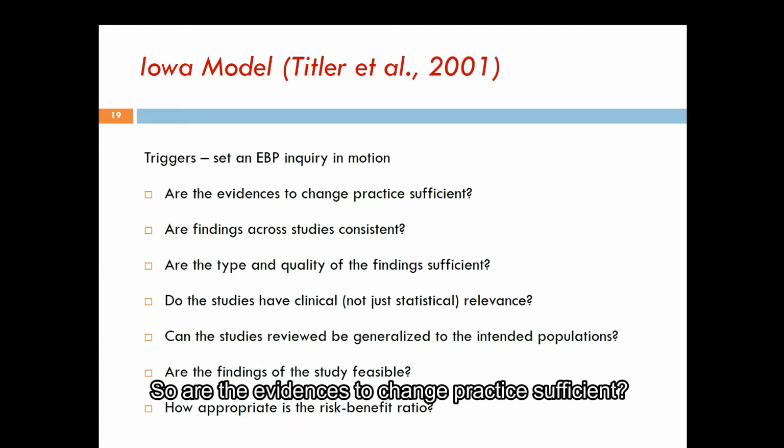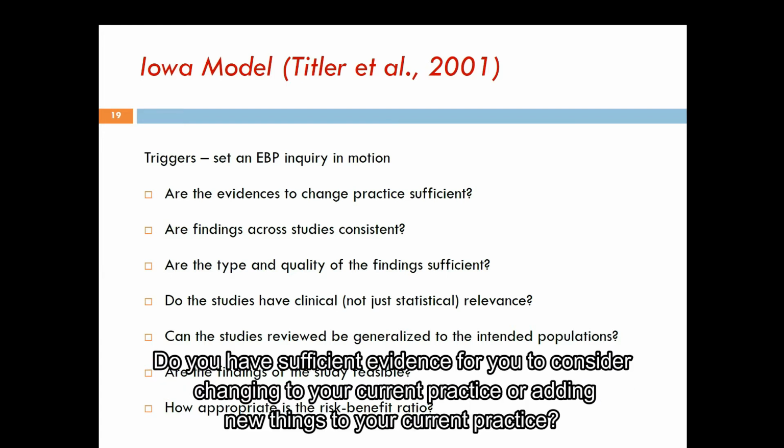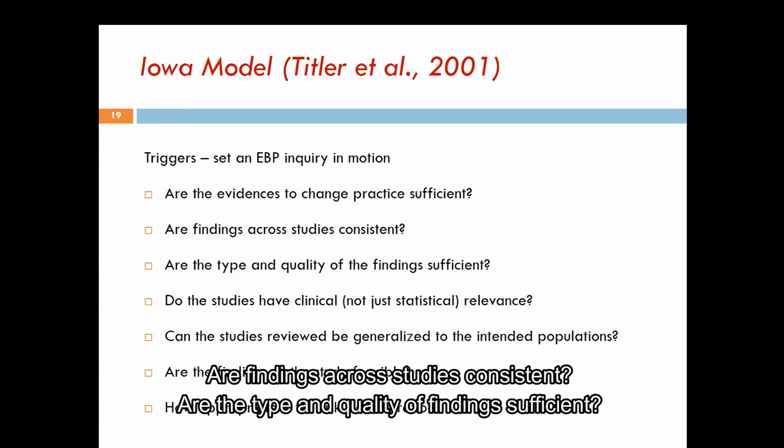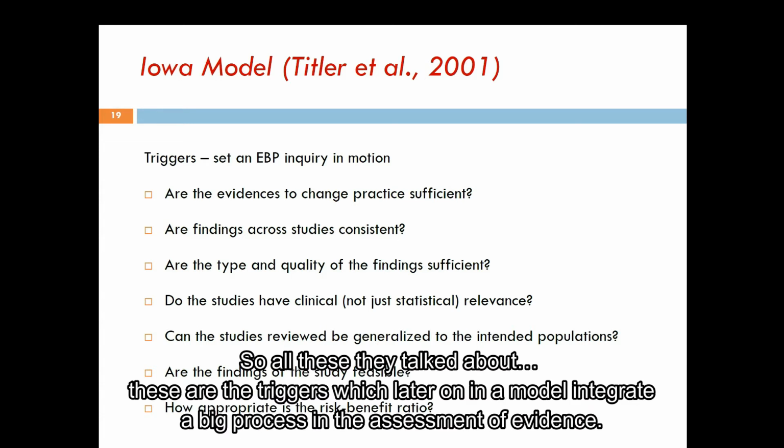Okay, so is the evidence to change practice sufficient? Do you have sufficient evidence for you to consider changing your current practice or adding new things to your current practice? Are findings across studies consistent? Are the type and quality of findings sufficient? So all this they talk about, these are the triggers which later on in our model integrate a big process in the assessment of evidence.